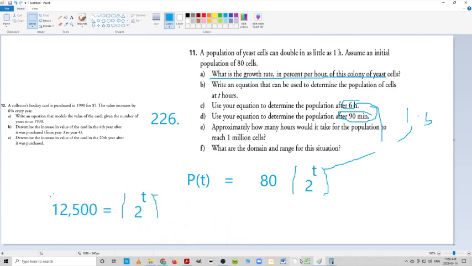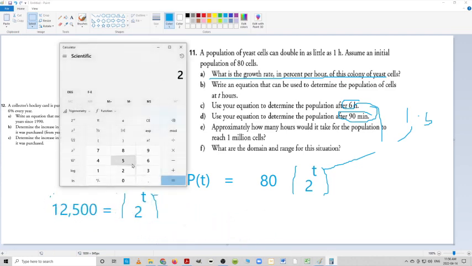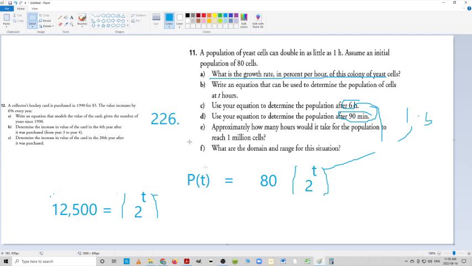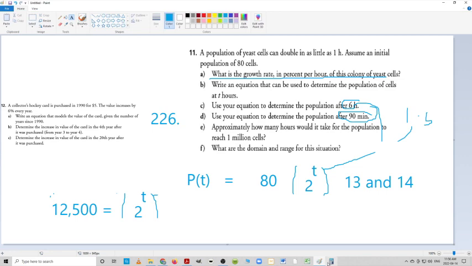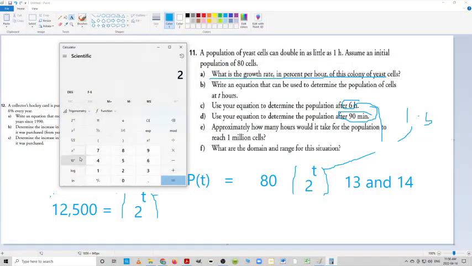Well, I can start off with a simple one like 2 to the power of 15 to see if I get close. I went way over. So let's do 2 to the power of 10. That's 1,024. I'm just going to multiply that by 2, and that's going to be 2 to the power of 11. Then I'm going to hit equals again. 12, 13, 14. So it's somewhere between 13 and 14, and probably about halfway between. So I'm going to do 2 to the power of 13.5.